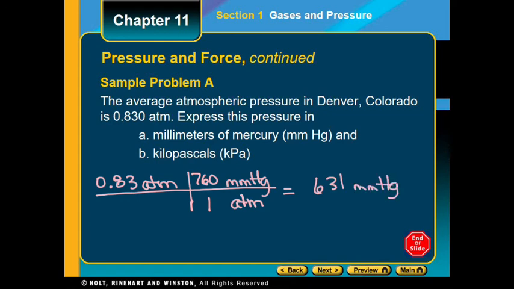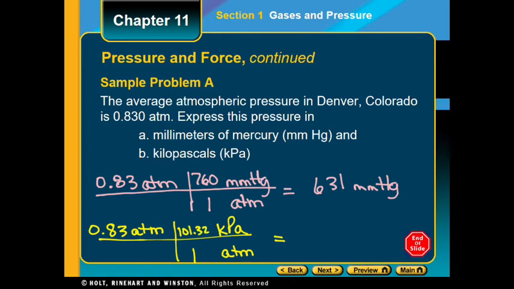Again, I would like to see all of your work. They also want this converted to kilopascals. And we did have a direct conversion between atmospheres and kilopascals on the previous slide. 1 atmosphere does equal 101.325 kilopascals. When you do your math, multiply everything on top, divide by what's on bottom, you get 84.1 kPa, or kilopascals.